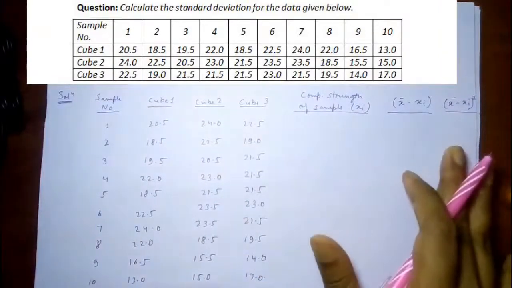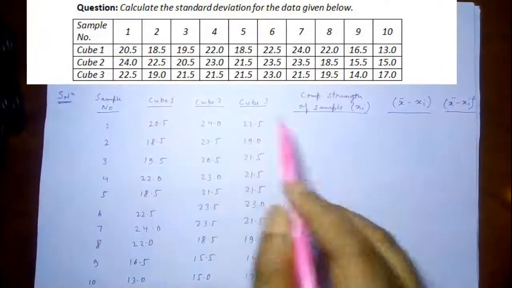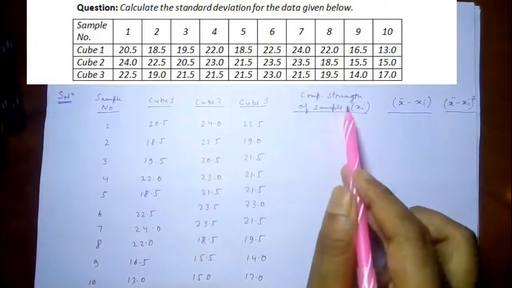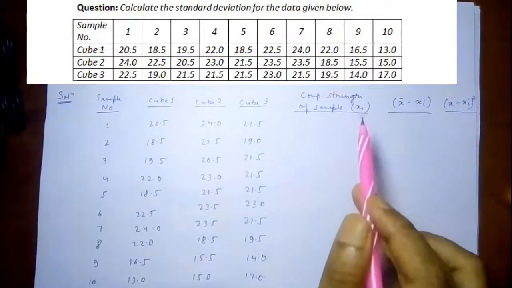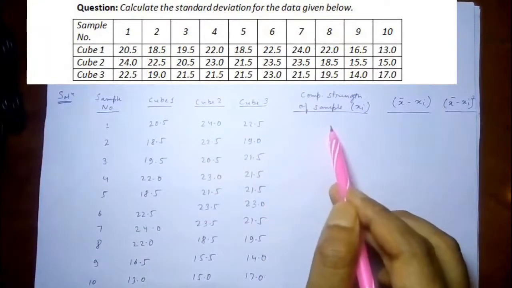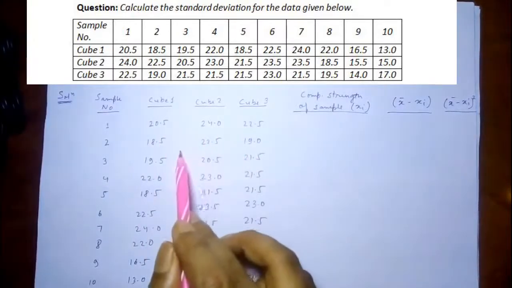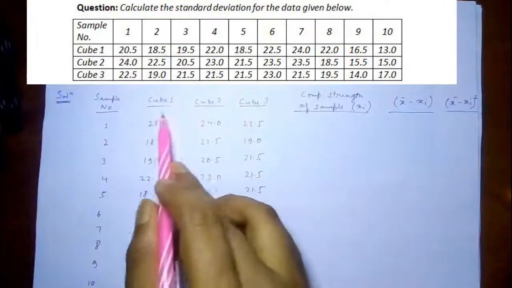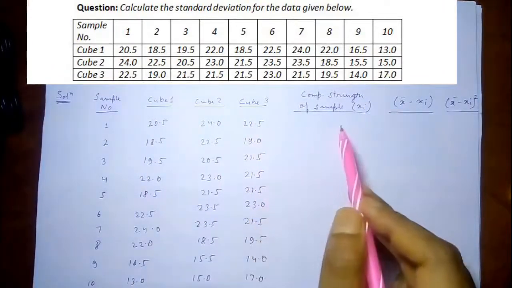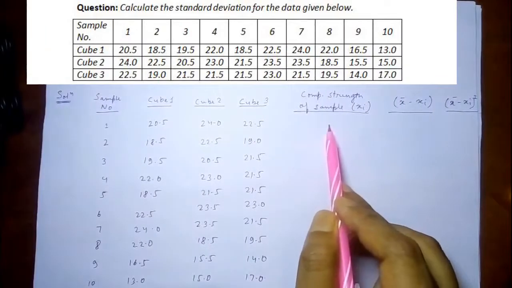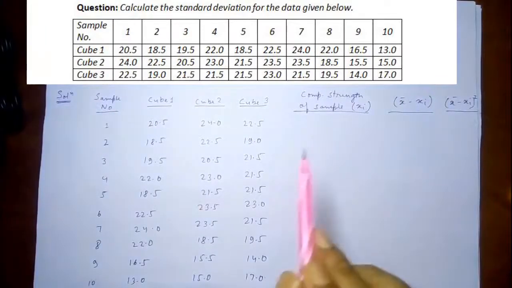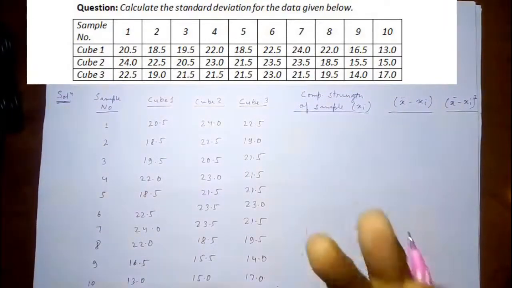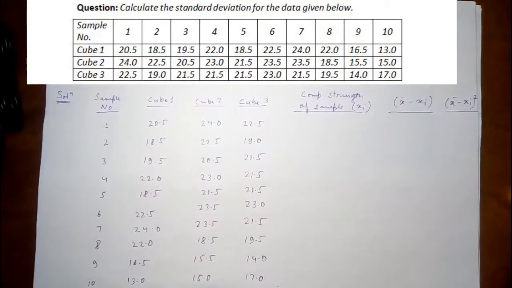So I have added 3 more tables. The fourth table says that it is the compressive strength of the sample xi. So here I will get the average of all the readings taken in sets of 3. So here suppose I have 20.5, 24 and 22.5. I will write the average of these 3 over here, and similarly I will do this for the next 10 samples. I will take the average of the 3 cubes in each sample.